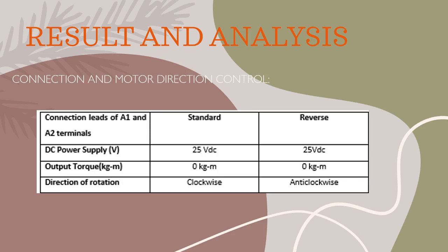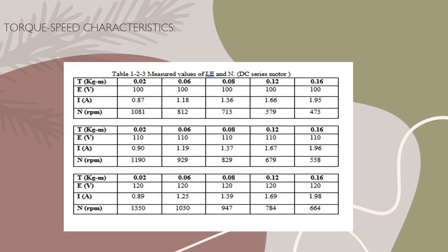Result and analysis. For connection and motor direction control, for the standard we get a DC power supply of 25 VDC, and for the reverse connection of the A1 and A2 terminal leads we also get 25 VDC. For the direction of rotation, we can see the rotation is clockwise for the standard and anti-clockwise for the reverse.